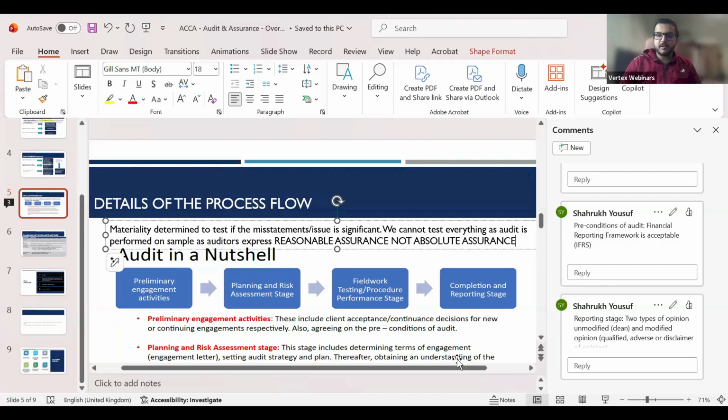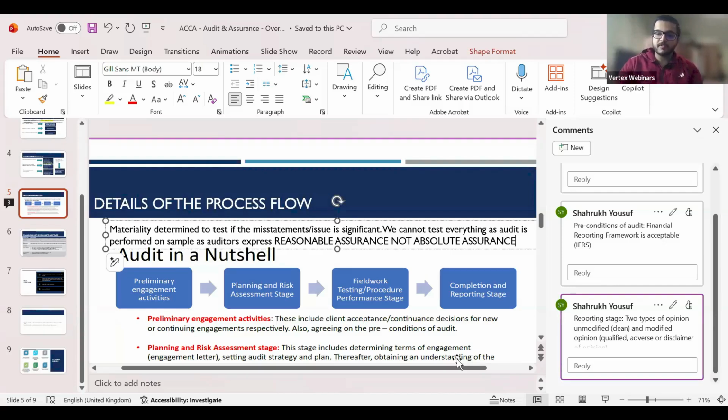Okay, so we are done with the unmodified opinion, which is your clean opinion. The second is your modified opinion, which covers qualified, adverse, or disclaimer. A modified opinion is one where the auditor is frowning upon something. In simple layman's terms, he'll be like, there's a problem here. I'm not very happy because of this matter. I think there is a problem in the financial statements because of matter XYZ.